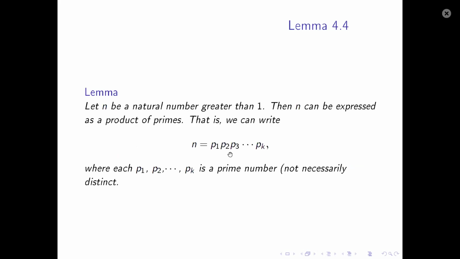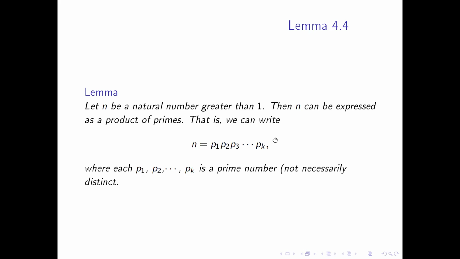Then here's a lemma, and this is where we're going to get fancy. We're going to let n be any natural number greater than 1, so starting at 2. Then n can be expressed as the product of prime numbers, meaning I can write it as P1 times P2 times P3 times up to Pk. This is a lemma, so we can prove this. How can we prove this?